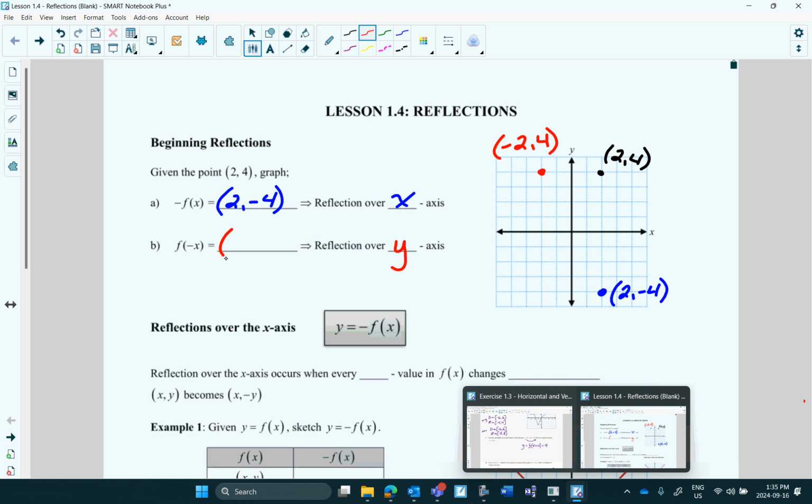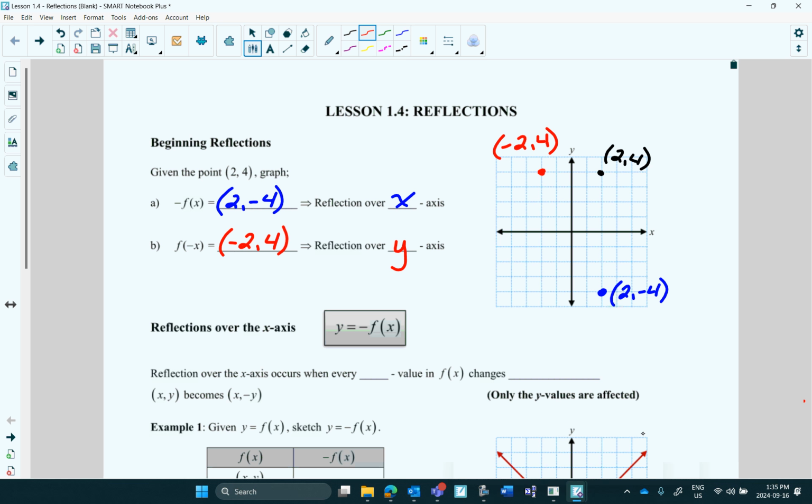So this becomes (-2, 4). So those are the two. If it's vertical, the negative goes in front with the a. If it's horizontal, the negative goes inside in front of the x with the b, if there is a b.